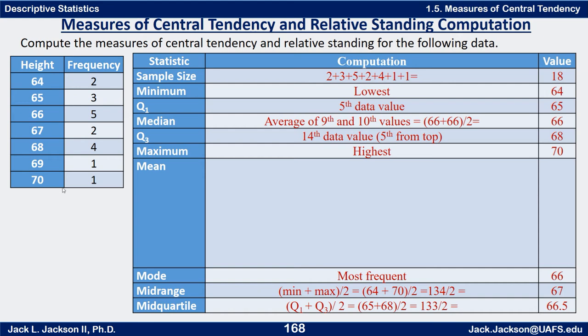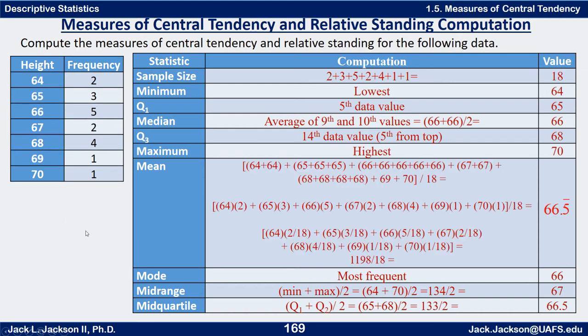Okay, so what do we have to do? We have to add these up. What we're doing is adding a 64 and another 64, and then adding 3 65s, and we have to add 5 66s, 2 67s, 4 68s, a 69, and a 70, and divide all of it by the total of 18, which is the sample size, the number of data values. Well, we could do it that way, but we could also notice that a shorthand notation for repeatedly adding the same thing over and over again is what we call multiplication.